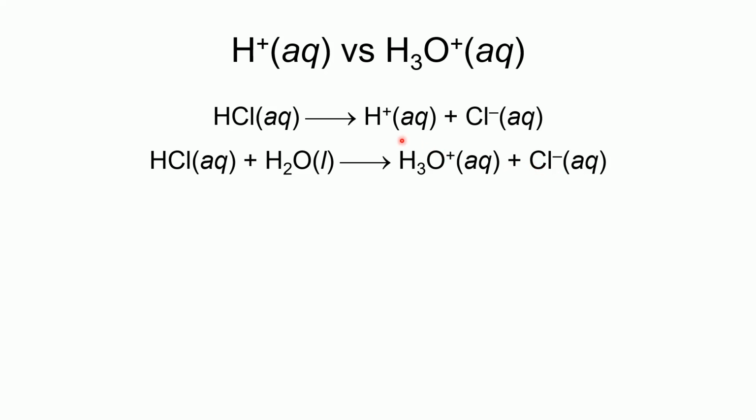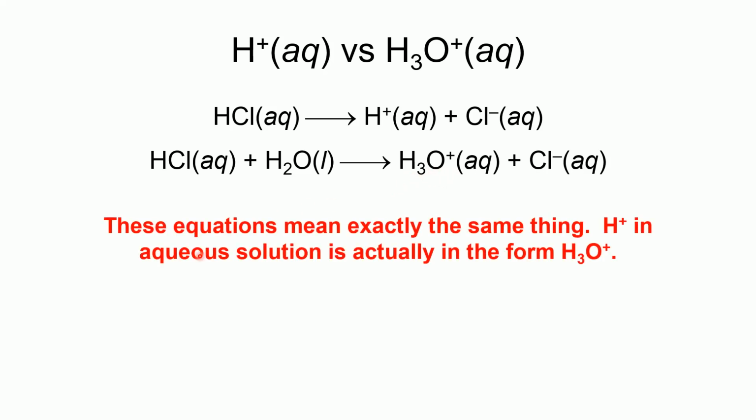Here's the thing. If you have H plus and it has the word aq by it, that means that H plus is solvated by the water molecule. And if it's solvated by the water molecule, it's actually in the form of H3O plus. So the H plus implies hydronium. The only difference is on that second equation, the H2O is written, so we have to write the hydronium. So these equations mean exactly the same thing. It's acceptable to use either one. The H plus is actually in the form of hydronium ion.